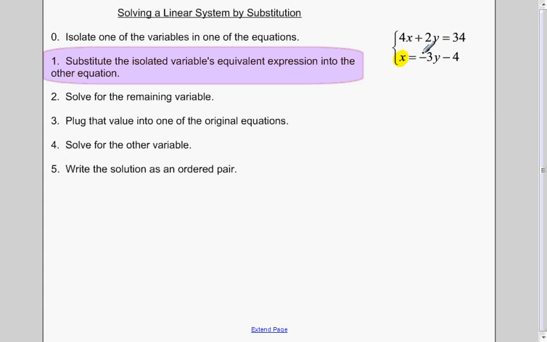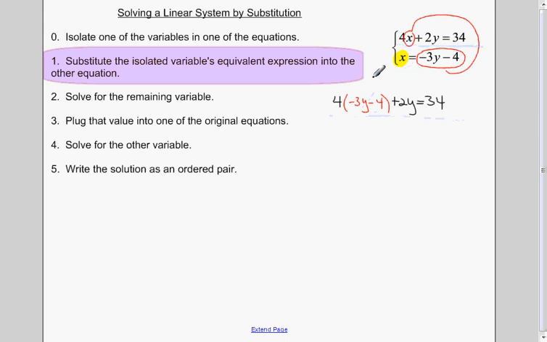So here we have the equivalent expression to the isolated variable. The isolated variable is x. The equivalent expression is negative 3y minus 4. Now, the fact that they are equal means they are interchangeable, which means where I use one, I could use the other. So that means that in the other equation where I see x, I actually could substitute the expression negative 3y minus 4. And I will, and my writing will reflect that. So I'm going to do 4 times the quantity of negative 3y minus 4 plus 2y equals 34. And again, we see that this is sort of 4x plus 2y equals 34, which is the original equation, just again with the proper substitution.